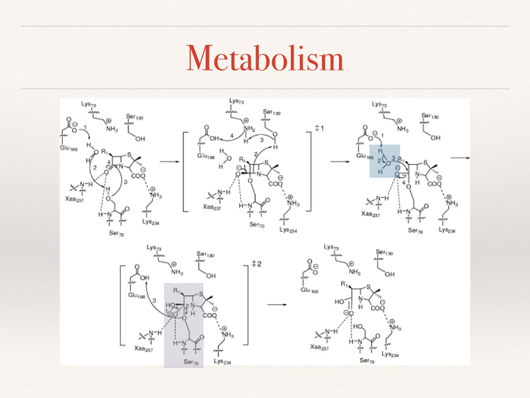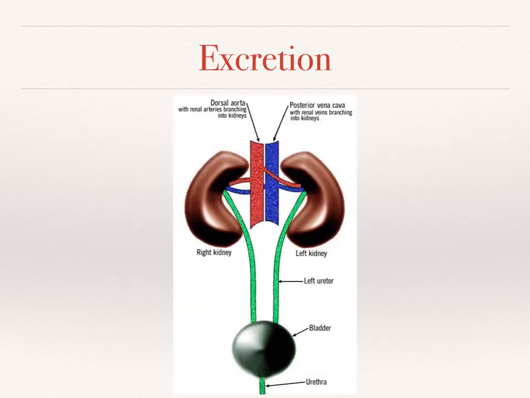Attack by catalytic water leads to a high-energy deacylation intermediate, with subsequent hydrolysis of the bond between the beta-lactam carbonyl and Ser70. Deacylation regenerates the active enzyme and releases the inactive beta-lactam. So as you can see here, the beta-lactam is actually inactivated, and you can see that most of the original structures that started the mechanism are recreated again.